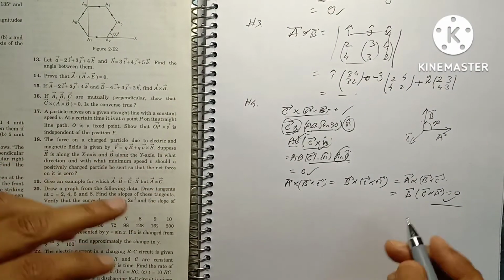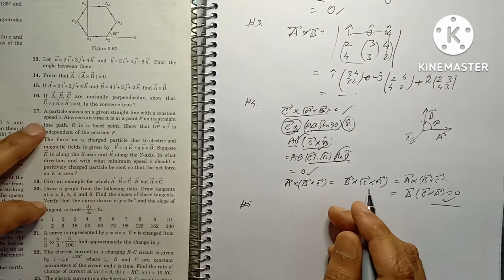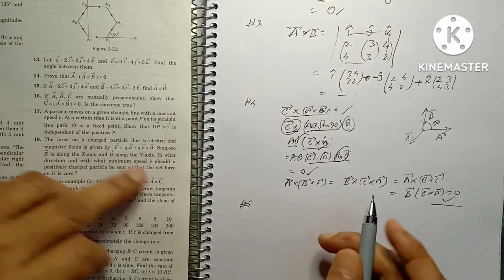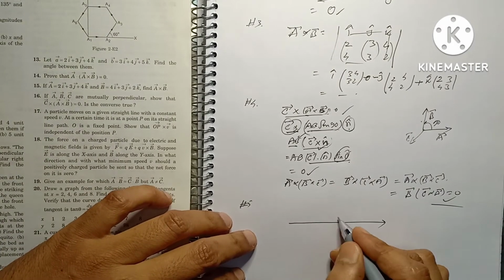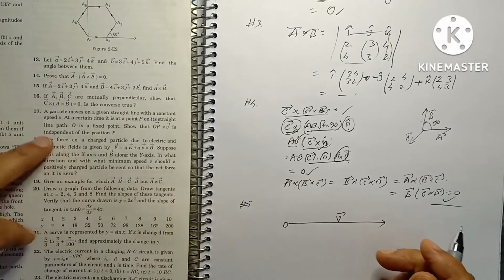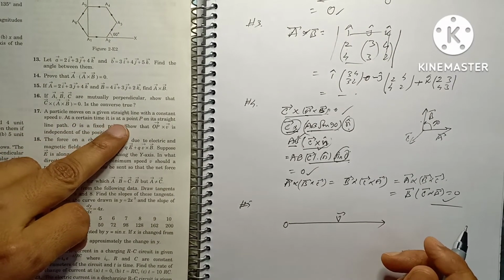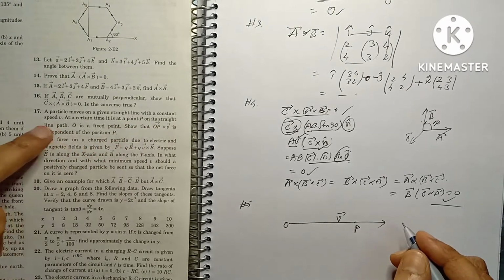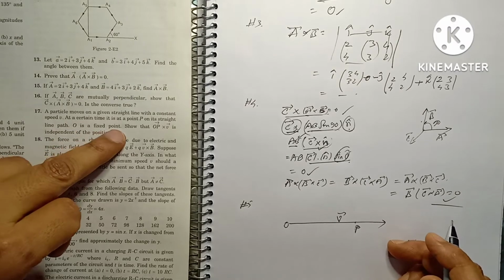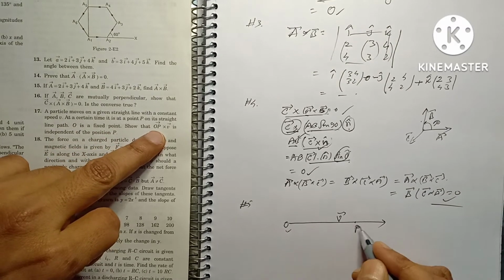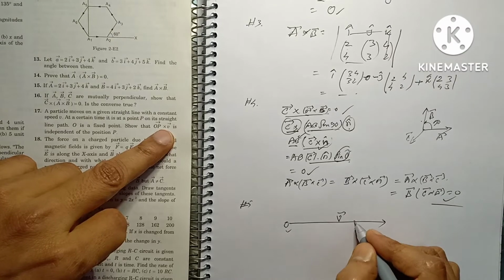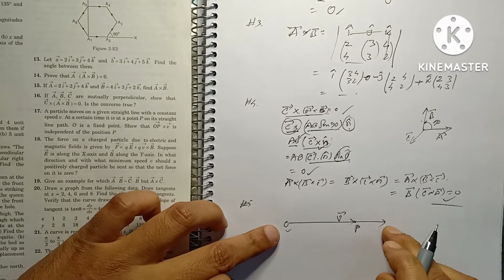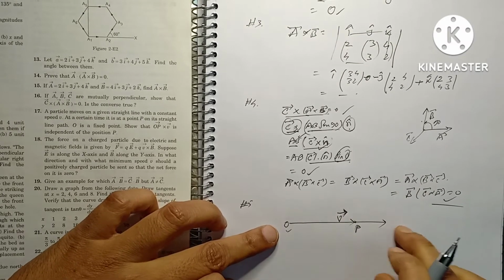Okay, now another problem, problem number 5. A particle moves on a given straight line with constant speed b. At a certain time it is at point P. Suppose this point is P after a particular time, on this straight line path. O is a fixed point, so that OP cross B vector is independent of the position of P. We get OP along this direction and B vector, the velocity vector, also along this direction.